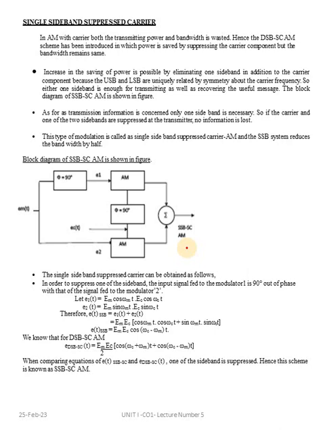In AM with carrier, both the transmitting power and bandwidth are wasted. Hence we preferred DSB-SC. But even though we suppress the carrier component, we can achieve only 66.67% in DSB-SC. To improve the efficiency, we again suppress one of the sidebands along with the carrier. That is why it is called single sideband suppressed carrier AM. So this block diagram shows the SSB AM.